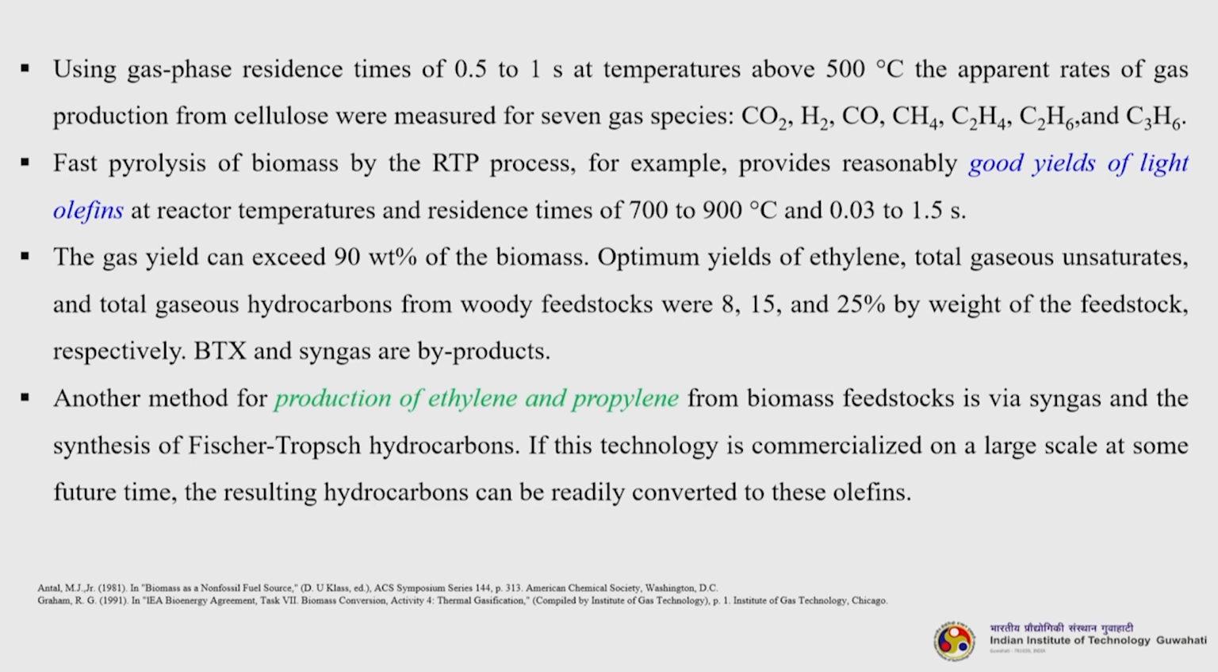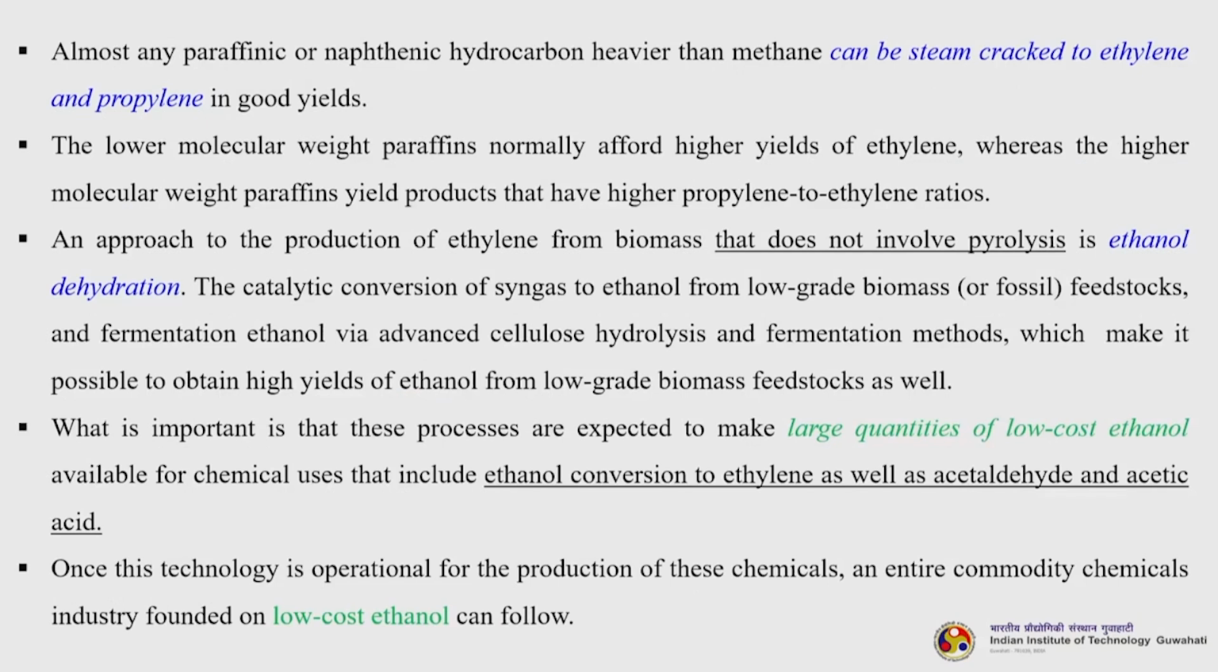Now, if this technology is commercialized on a large scale, at some future time the resulting hydrocarbons can be readily converted to these olefins, and that is going to happen in the near future. So, almost any paraffinic or naphthenic hydrocarbon heavier than methane can be steam cracked to ethylene and propylene in good yields. Now, the lower molecular weight paraffins normally afford higher yields of ethylene, whereas the higher molecular weight paraffins yield products that have higher propylene to ethylene ratios.